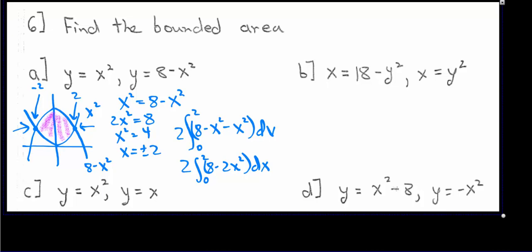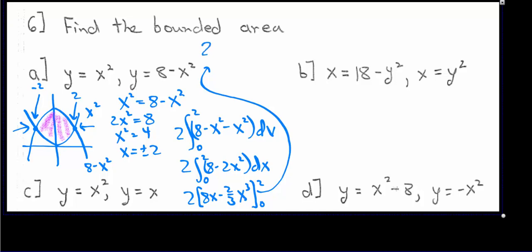I'm about out of room here, but I've got 8x minus 2/3 x cubed from 0 to 2. Let me reclaim some of this room up here. So I've got 2 times 8 times 2 minus 2/3 2 cubed. I guess we can go further. Here's 16 minus 16/3.